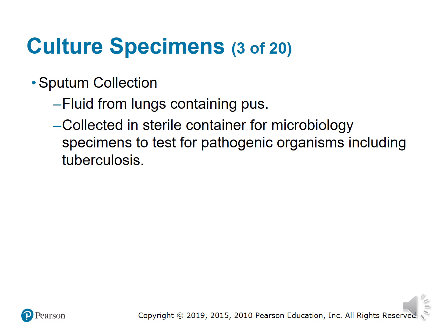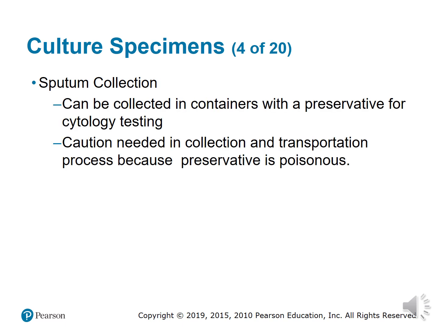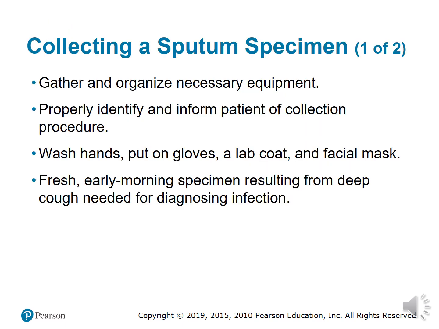Now, we just talked about sputum collection, which is something that comes up from the lungs that contains pus, and that's usually run to microbiology to test for tuberculosis, or to see why somebody has a chronic cough. And they are collected in a sterile container.